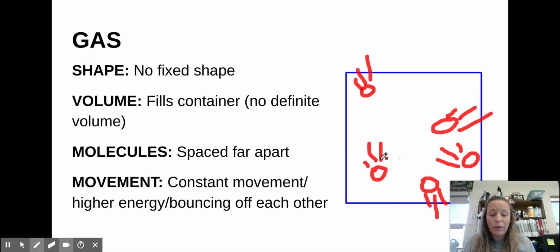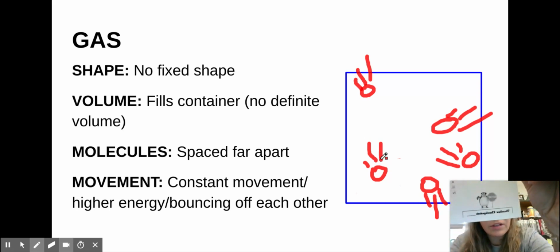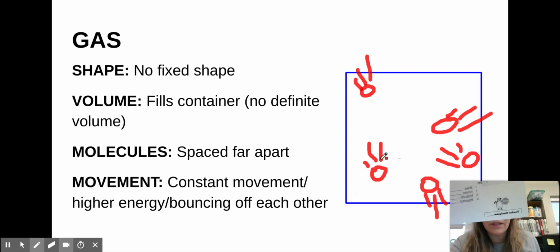Once you have gotten to this point and you have drawn all three of our states of matter, you again are going to have us sign off on it before you move on. So pause it right now until you get that checkpoint signature.